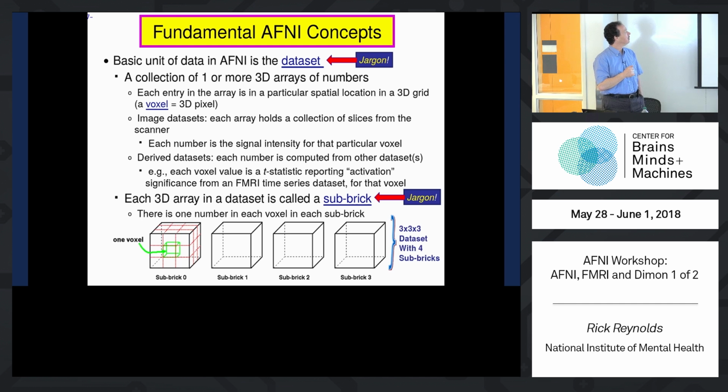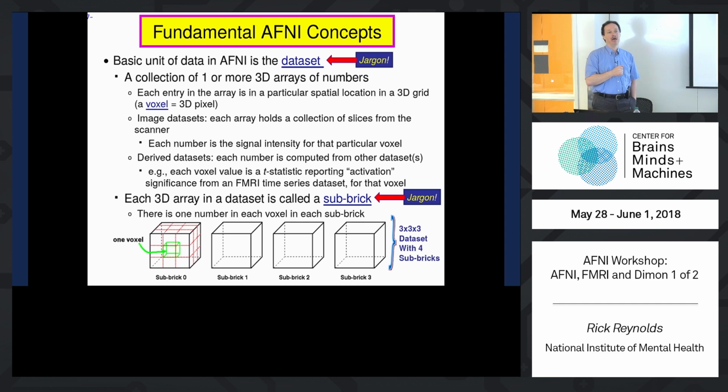There's a lot of jargon. You can have a collection of one or more 3D arrays of numbers. You can actually run most of our programs with single time series too. You don't even have to have volumetric data in your hand. You can have data at one voxel or one electrode recording. You can run these simple data types through a processing stream too. Each entry in the data array is at a particular spatial location in a 3D grid.